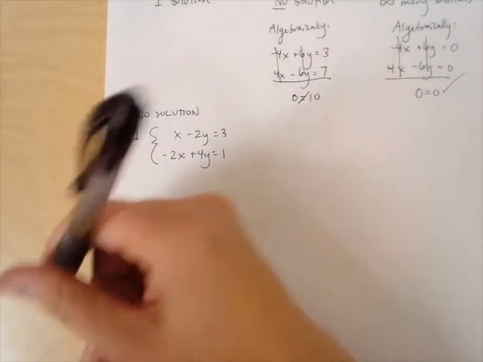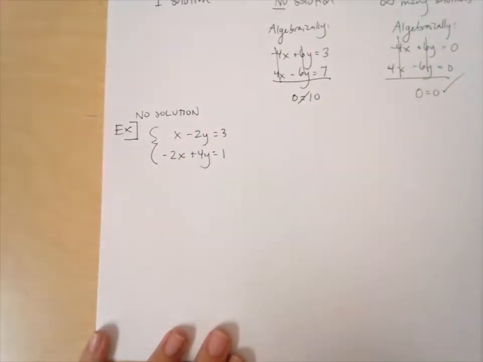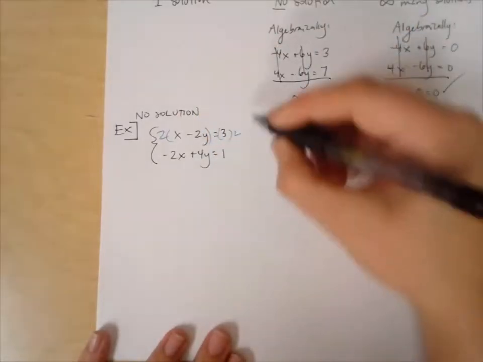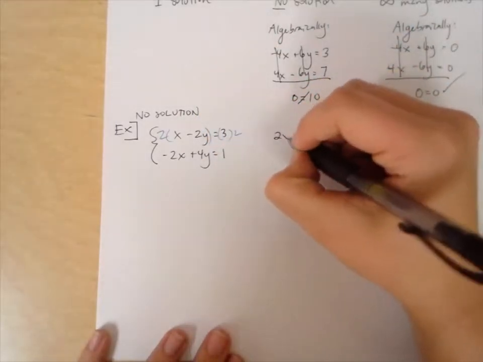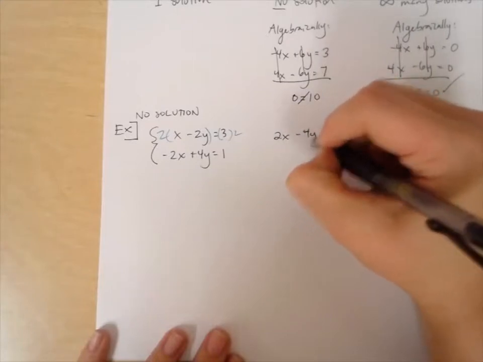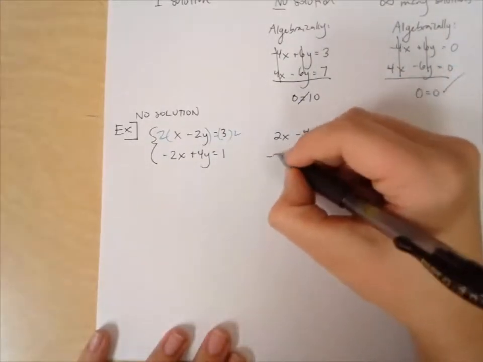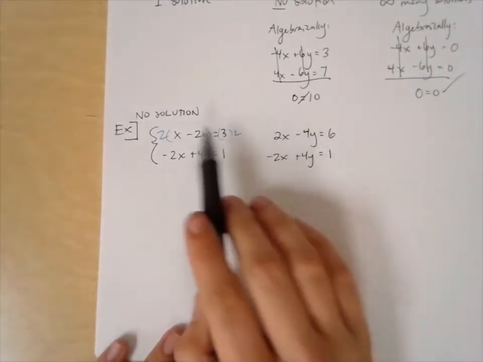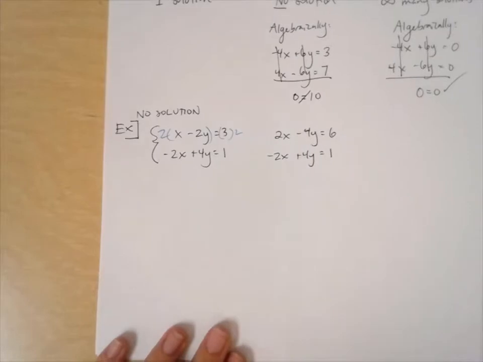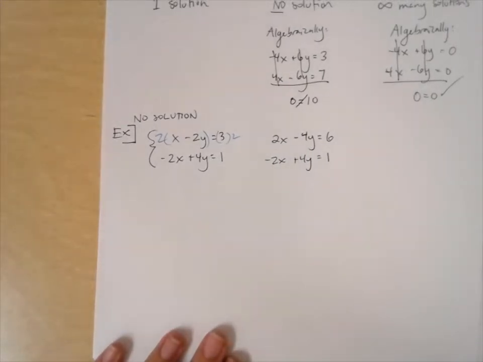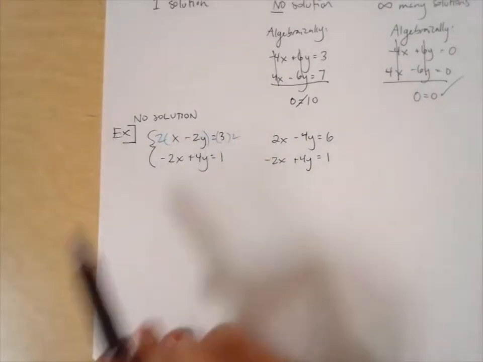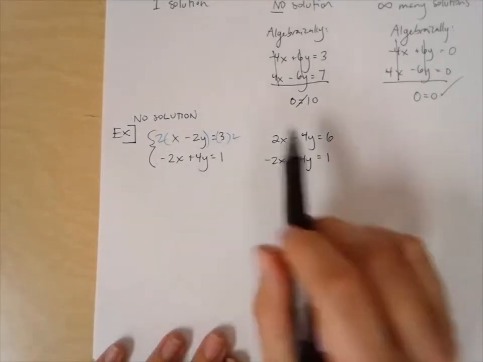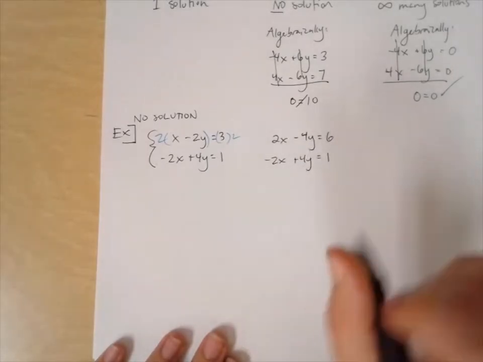When I multiply the top by 2, I'll write that step out. Multiply the top by 2, and I get the new system: 2x minus 4y equals 6, and negative 2x plus 4y equals 1. It's important to point out that this system is equivalent to the previous system. Remember that in algebra, when I multiply both sides of an equation by something, I don't change it fundamentally. I only make it easier to work with. So these systems are equivalent even though they look a little bit different.